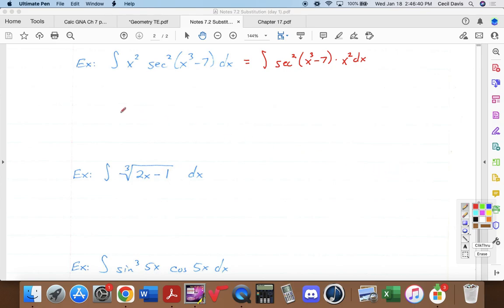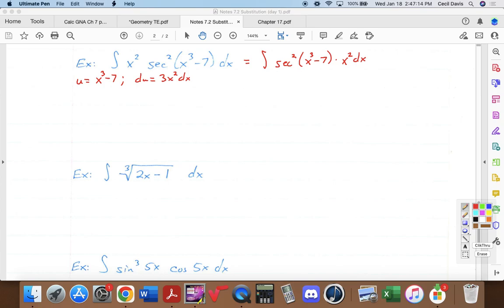So if I'm doing this by u substitution, I'll let u be equal to x cubed minus 7, so that du is equal to 3x squared dx. I use the inside part always as u. So it's secant squared of x cubed minus 7. It's always the inner function that I'm letting be equal to u.